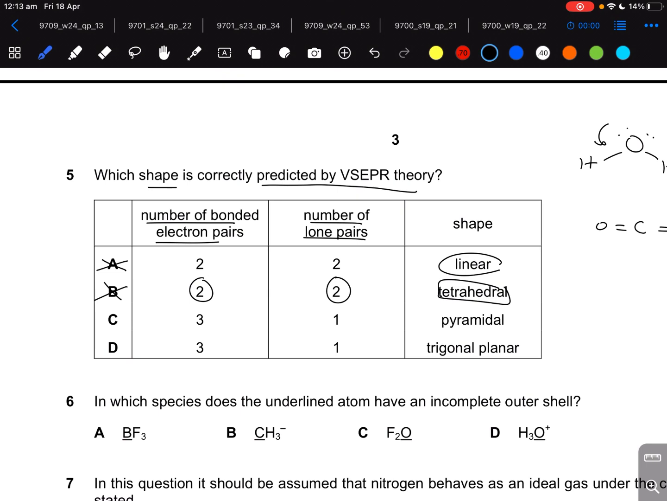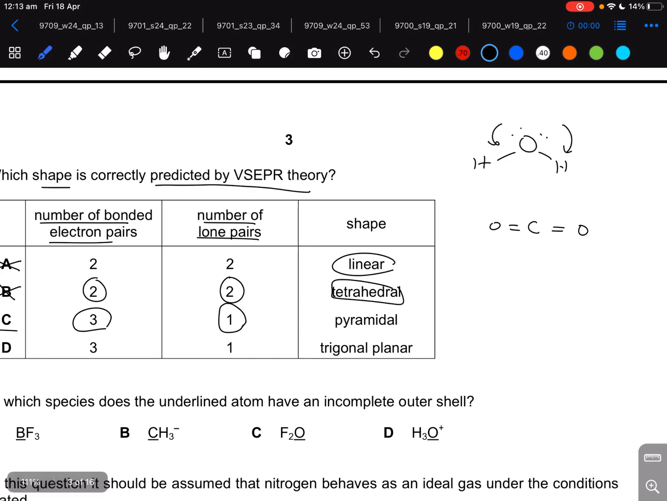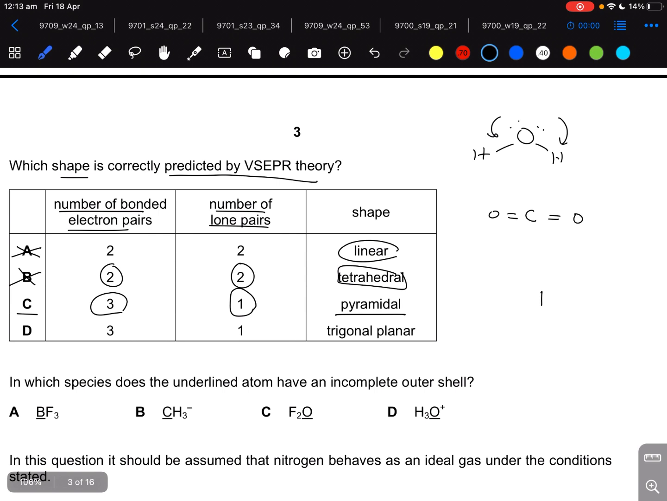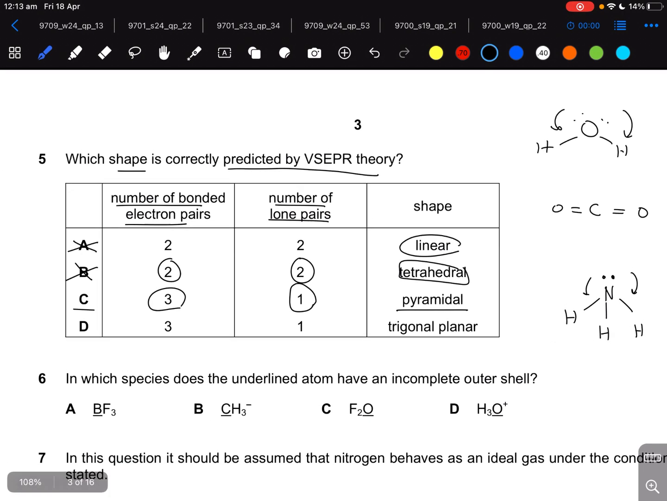And then C, number of bonded electron pairs 3, number of lone pairs 1. Pyramidal. So this is right. So let's look at it. For example, ammonia, NH3. So 3 hydrogens bonded to it, and then the lone pair that's here at the top pushes them all down. So that makes it a trigonal pyramidal, makes it the shape of a pyramid. So C is the right option for now.